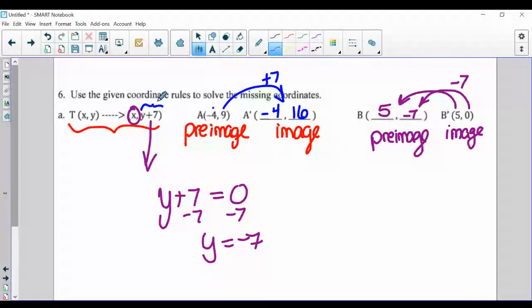So if the problems tend to be very confusing and you're working backwards, set it up like this and it will simplify the problem for you.